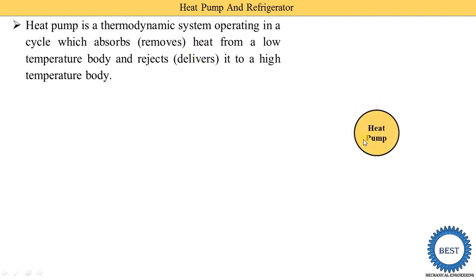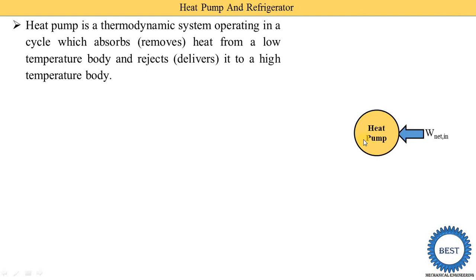Here you see this is the heat pump. In a heat pump, we supply some work, that is W net in. Generally, heat pumps and refrigerators are work consuming devices. In the last video, we studied the heat engine. The heat engine is a work producing device, which means it produces work. But here the heat pump and refrigerators consume work.